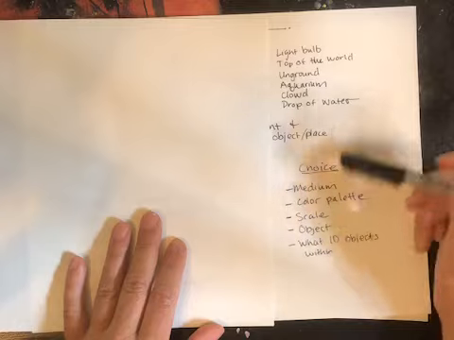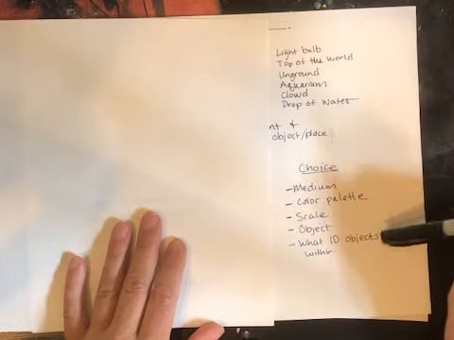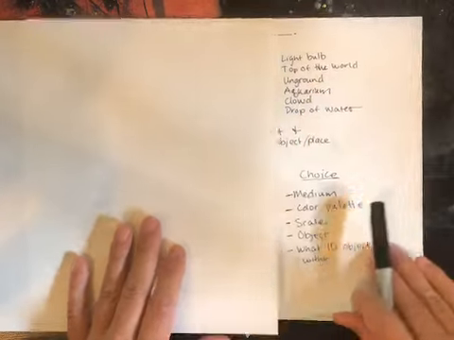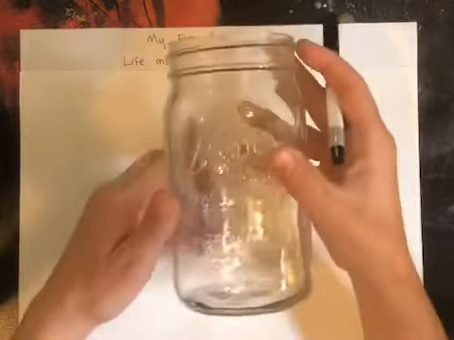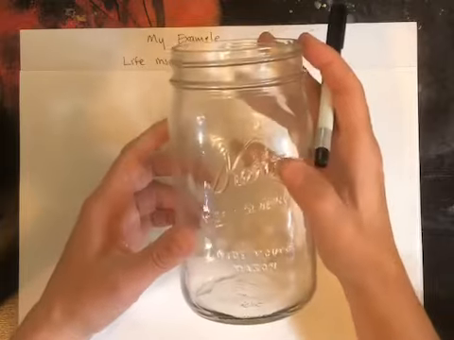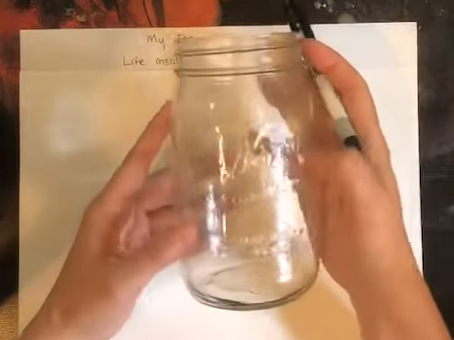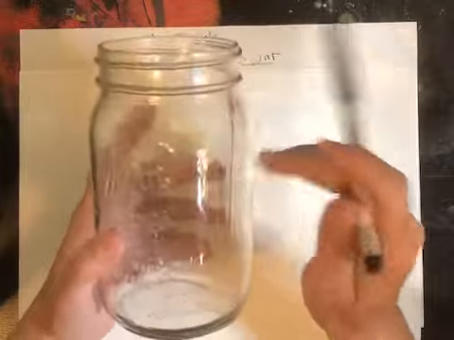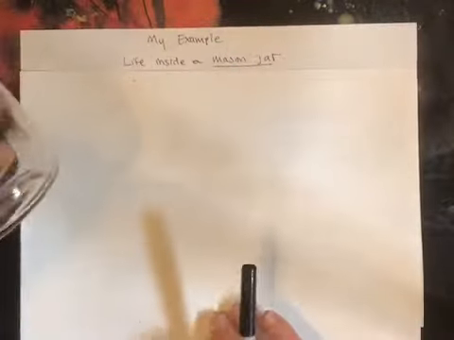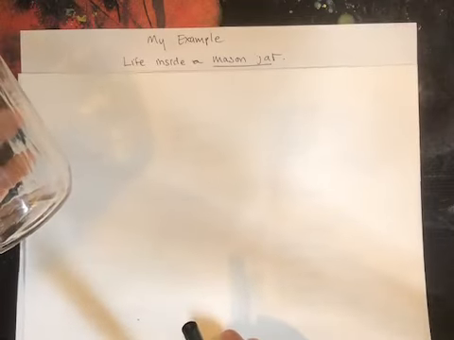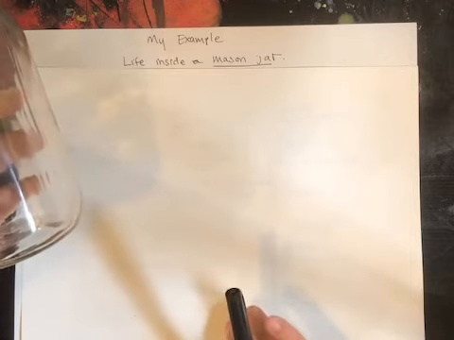You can choose your object, okay, and then 10 objects within your object, okay? So my example is life inside a mason jar. So I have a mason jar. This is something that I always drink out of. So I have water. Whenever I have water, I fill it up. Even my coffee, I drink it out of a mason jar. So inside this mason jar, I'm going to have 10 things, and I listed them to help me brainstorm a little bit.